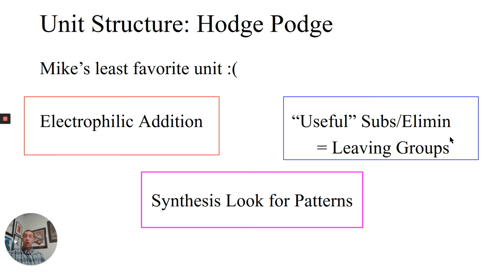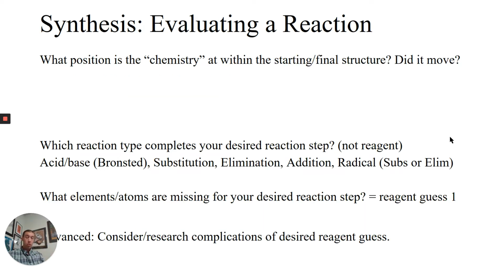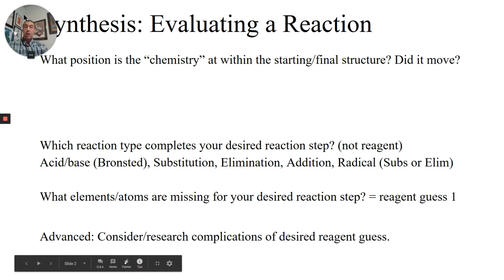And the big overarching thing that's going to happen through all of OChem 2 is synthesis, which is ultimately looking for patterns. So when we talk about our electrophilic addition and our useful substitution elimination reactions, what we're really going to be trying to focus on is what are those patterns, because with those patterns, we can try and simplify the amount of work that we have to go through and do. So again, to our overview of synthesis, these are the basic steps in dealing with our synthesis reactions.